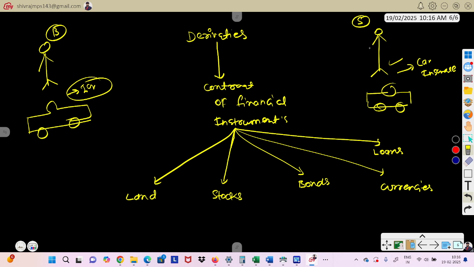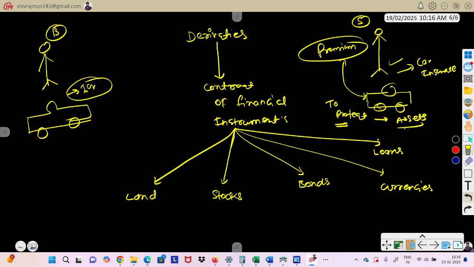But in return this guy is paying the premium every month, right? Premium for what? Premium to protect his asset. Asset means any precious goods. So a car is a precious good. Why is this possible? Because of derivatives only.